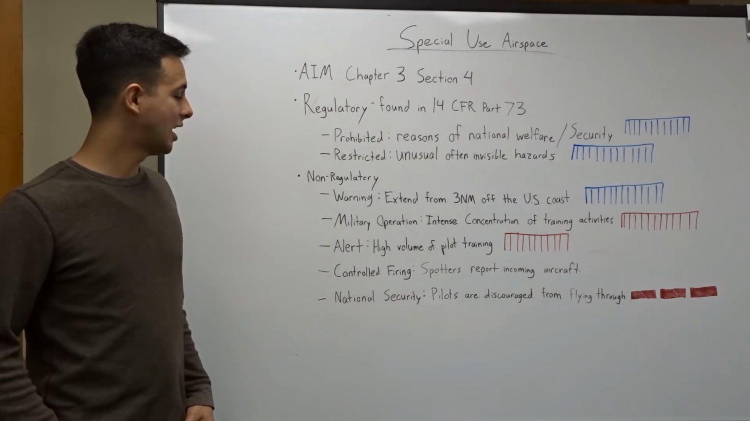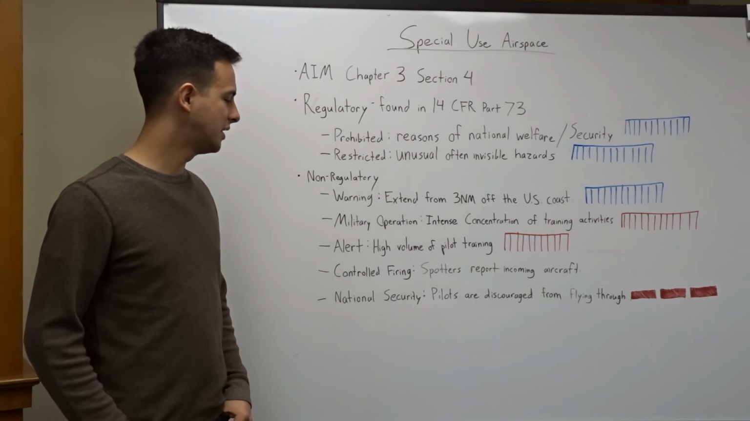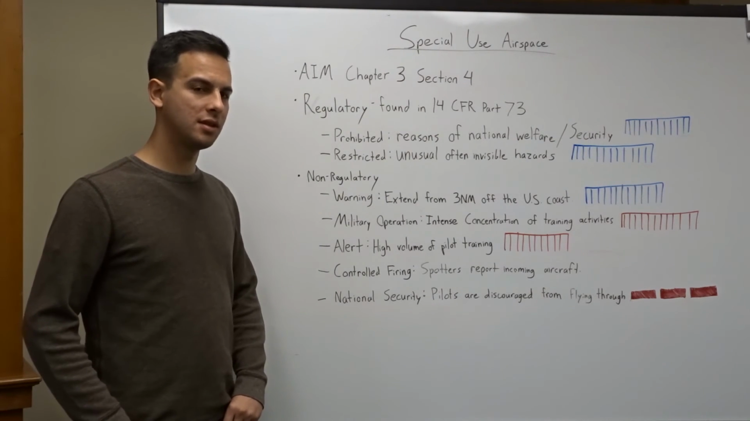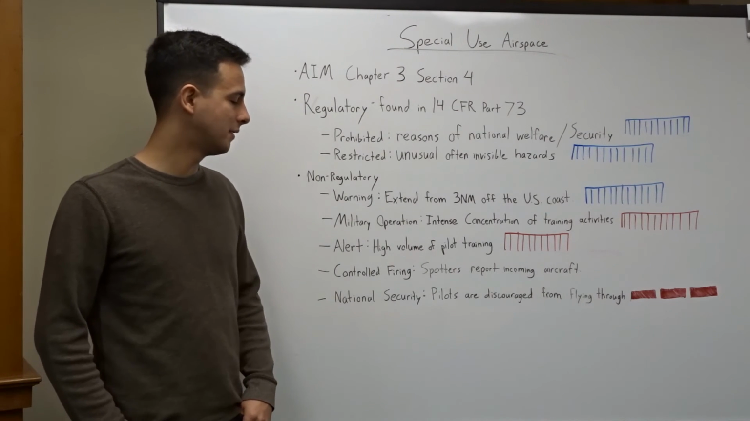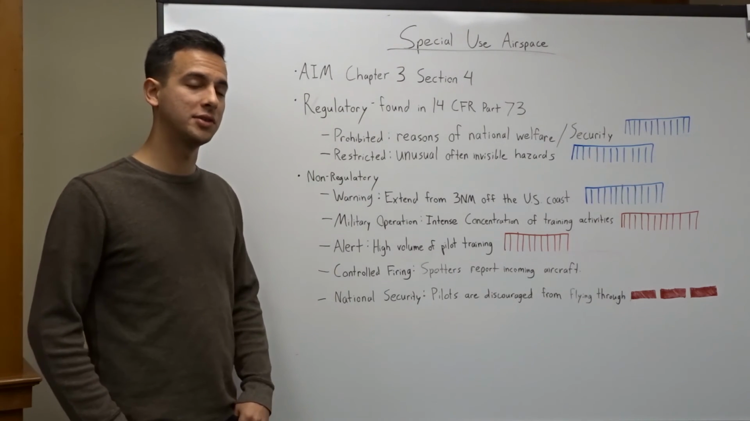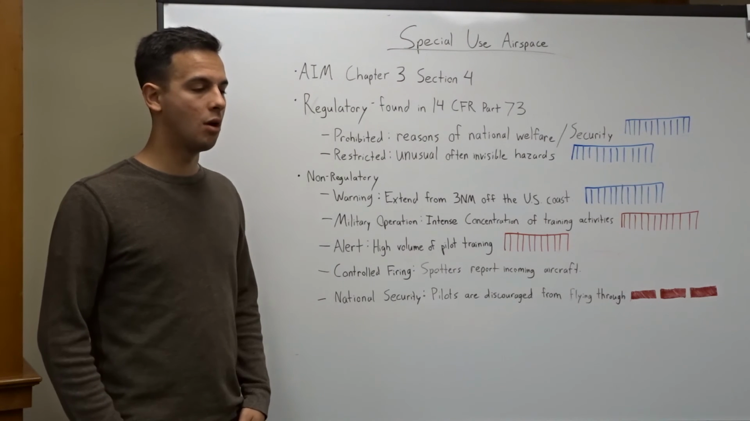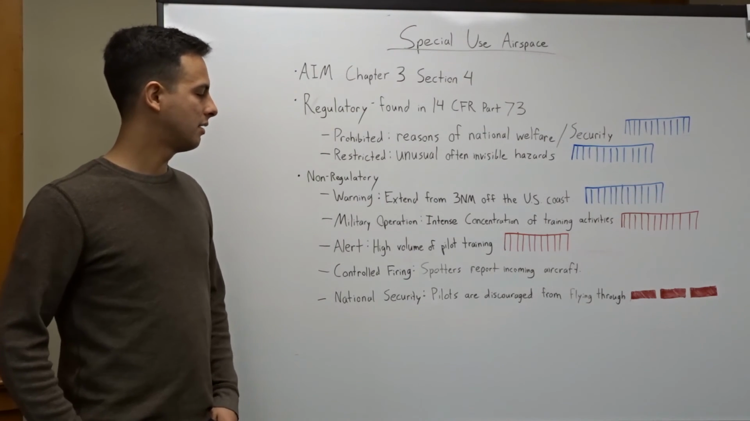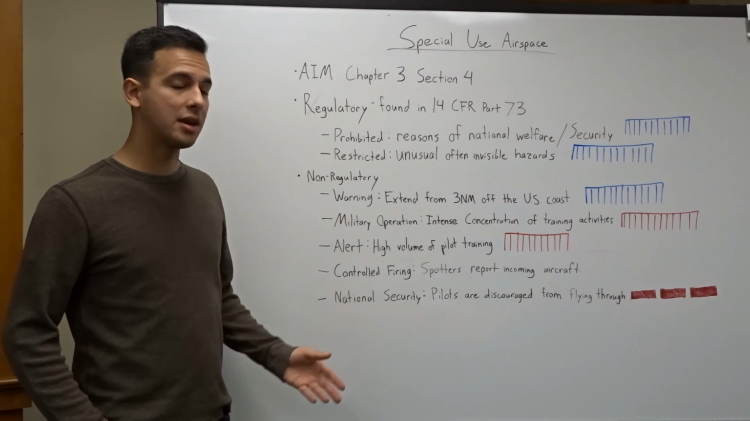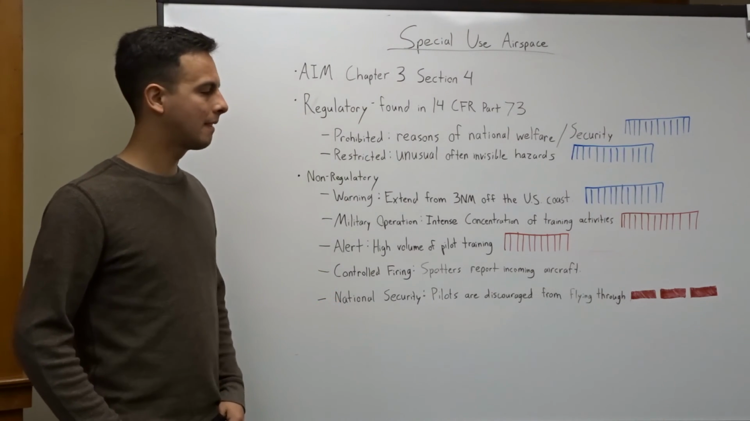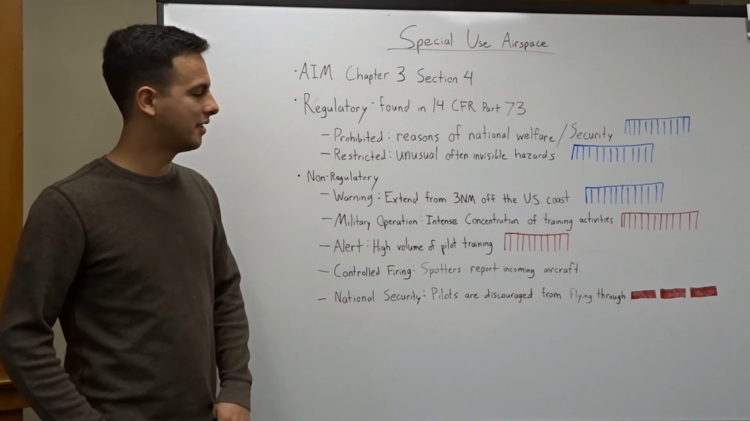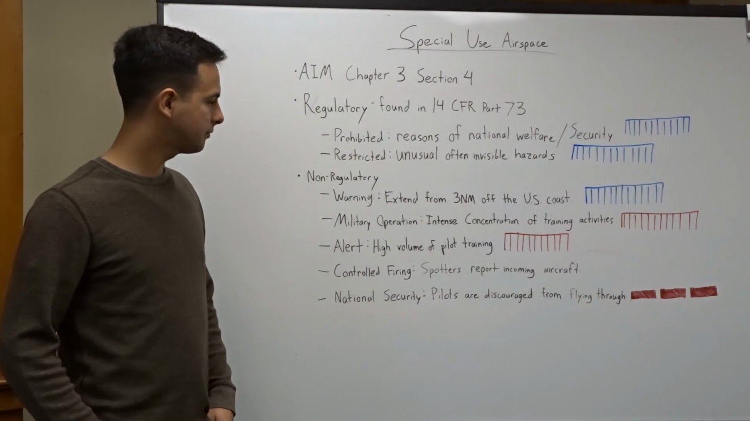And last, we have national security areas, which seem to be the rarest special use airspace that I could find. They're basically areas of national security where pilots are discouraged from flying over or through. The only one I could find was the Oak Ridge National Laboratory in East Tennessee. And that's, of course, denoted by the thick dashed magenta line.